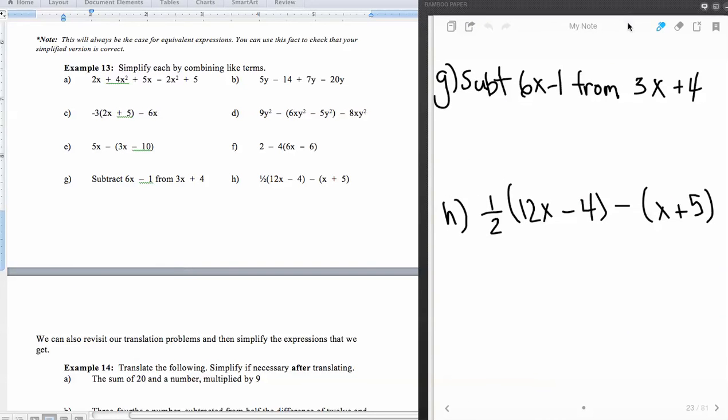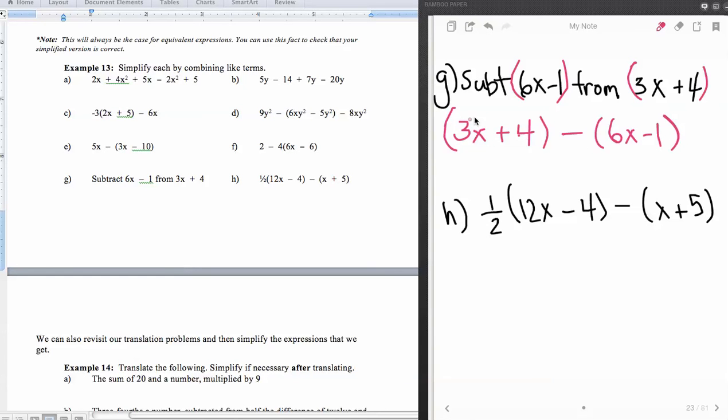All right, moving on to part G. Part G, we have a problem where we need to translate first. Subtract this value here from this value here. So remember, subtract from is a preposition. So first of all, it reverses the order of these things. So 3x plus 4 comes first, and then minus the 6x minus 1.